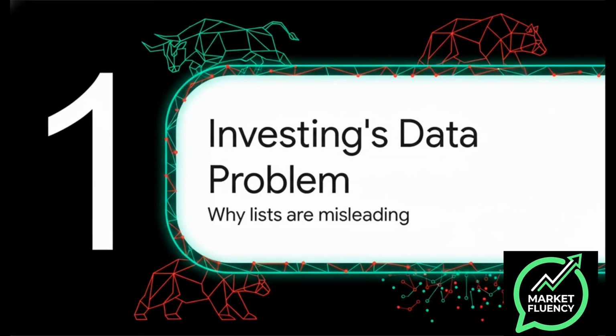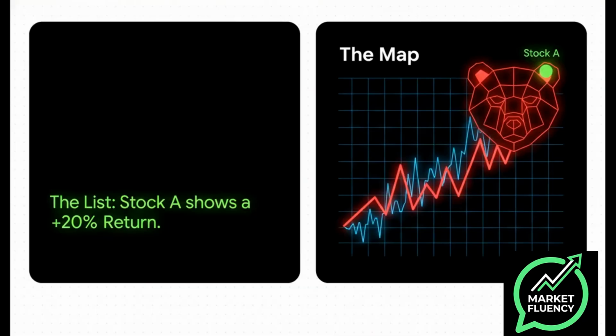Let's get right into the heart of the matter, because looking at investments with just one data point isn't just incomplete, it's dangerous. This slide right here says it all. If you're just looking at a list of returns, stock A looks incredible, right? A 20% return. You'd think you were a genius. But a list is one-dimensional. It completely hides the other side of the story.